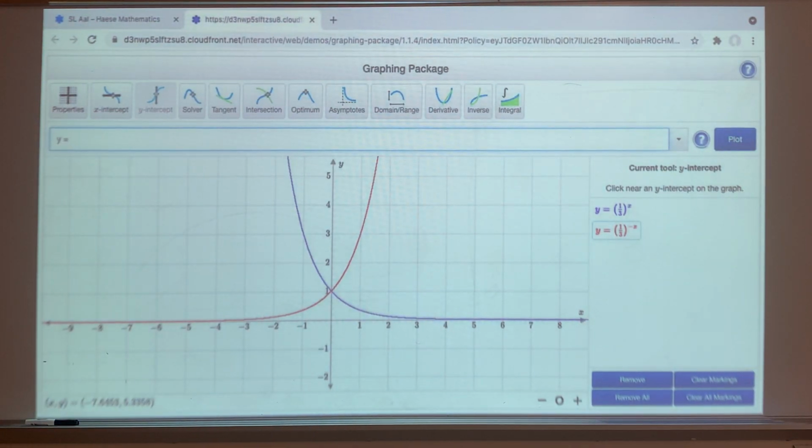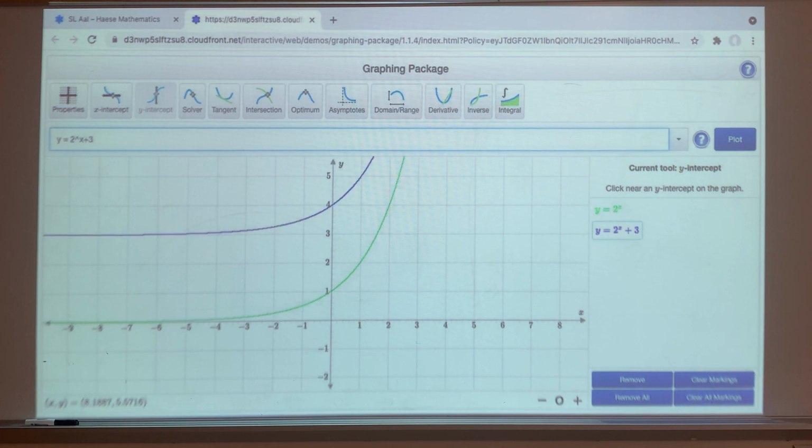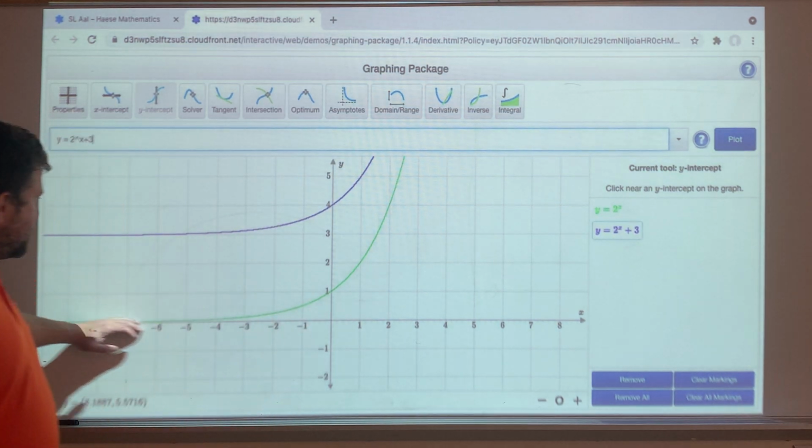You know what? I don't know what it is, so I'm going to type in 2 to the x. Nope, I gotta get rid of these first. Remove. And then 2 to the x plus 3. So you do yours real quick. Oh, look at that. So on my sketch, here's how you figure out your sketch, your horizontal asymptote.